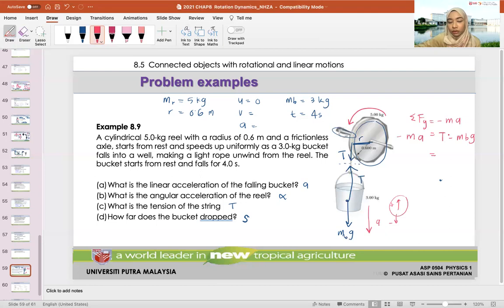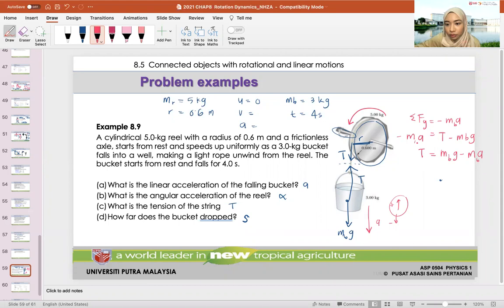So now if I wanted to solve for tension, I just rearrange. So T is equal to MBG, sorry, it's going to be minus MA. I'm moving this to the other side, so it becomes positive. The MA still has that negative sign. So it's going to be minus MBA, actually.